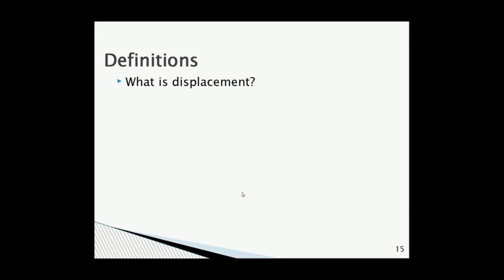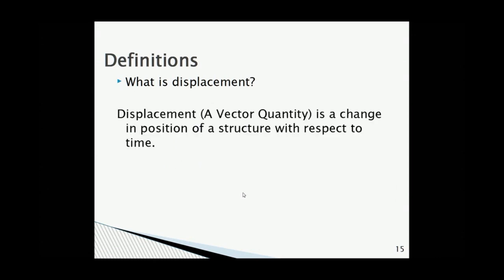What is displacement? Displacement, which is a vector quantity, just like gravitational force is a vector quantity, so it's expressed in both magnitude and direction, is a change in position of a structure with respect to time. Now let's look at displacement graphically.